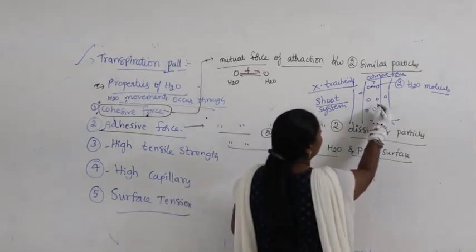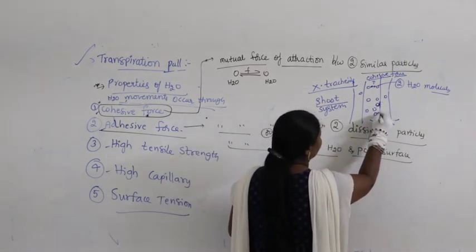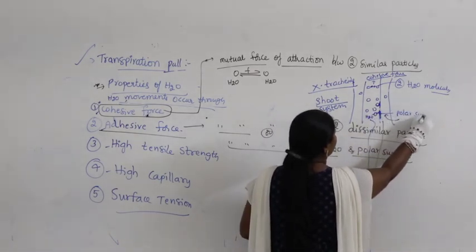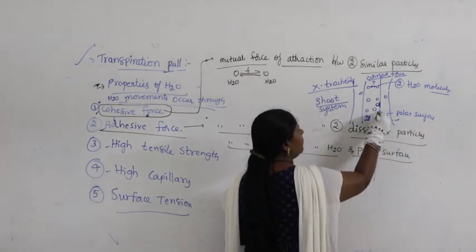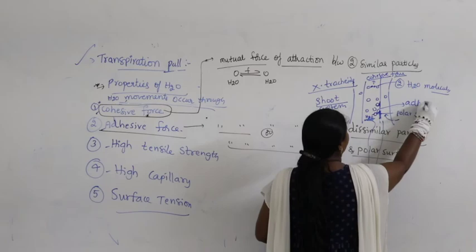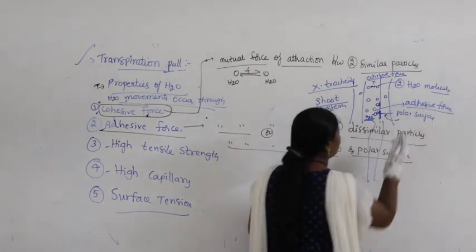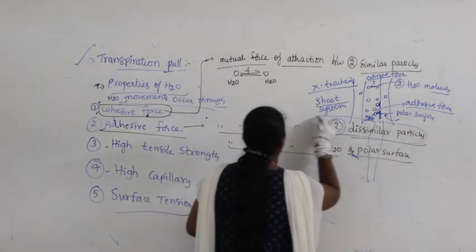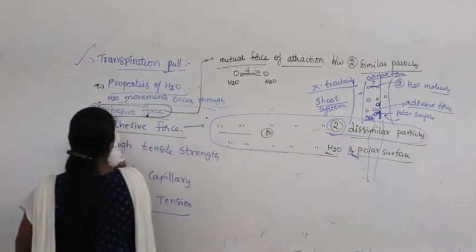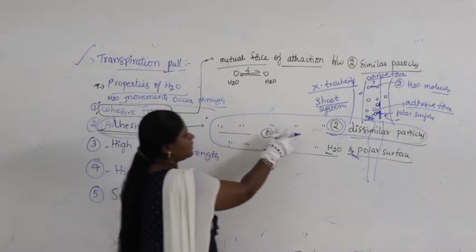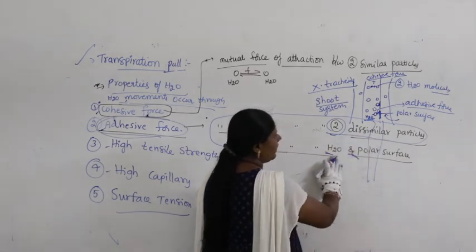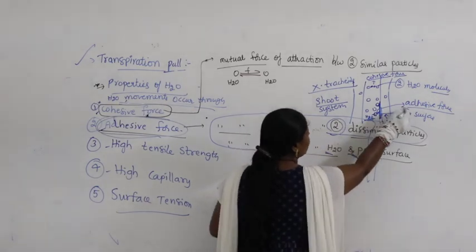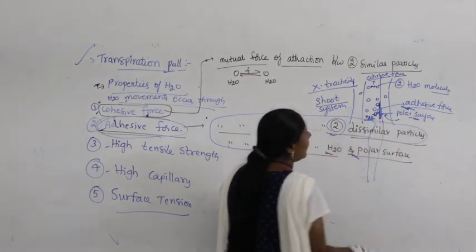Coming to water and the polar surface. This is water and this is a polar surface. The force of attraction between water and polar surface is called adhesive force. Adhesive force means surface force, or we say between two dissimilar particles. It is the force of attraction between two dissimilar particles, or water and polar surface. This water is different, the xylem tracheid is different. Between these two, what occurs is a surface force, called adhesive force.